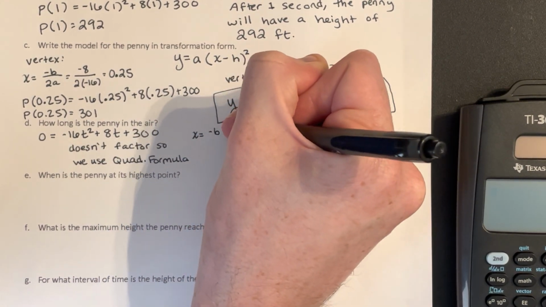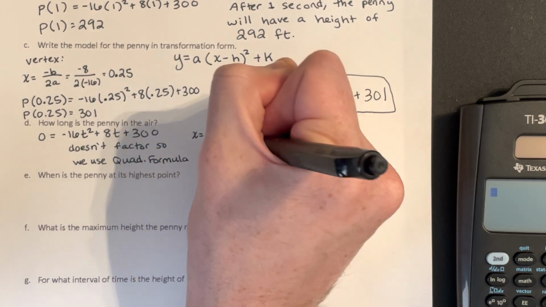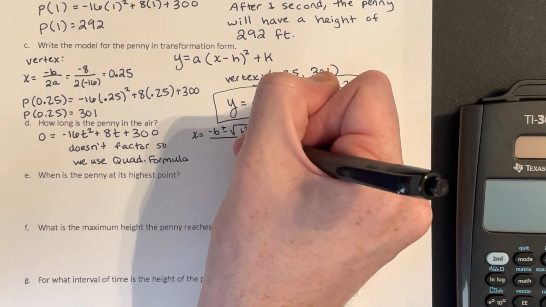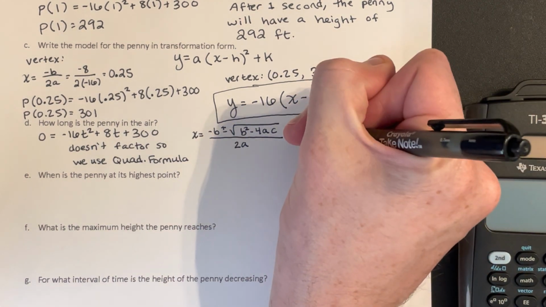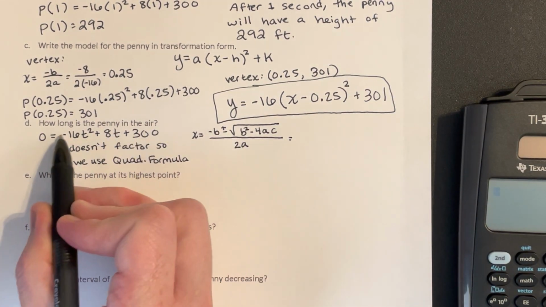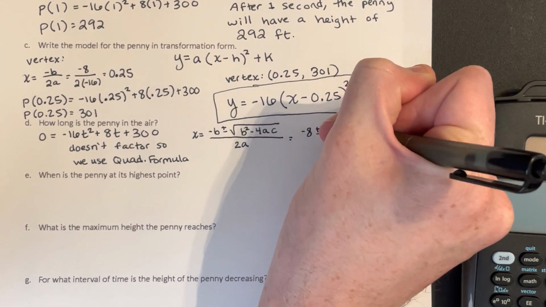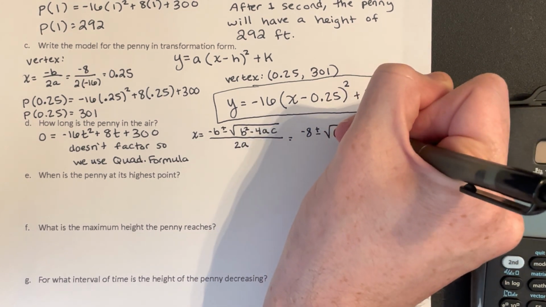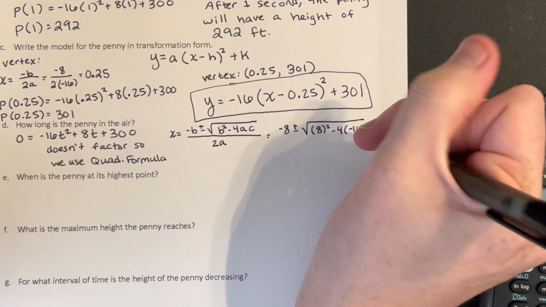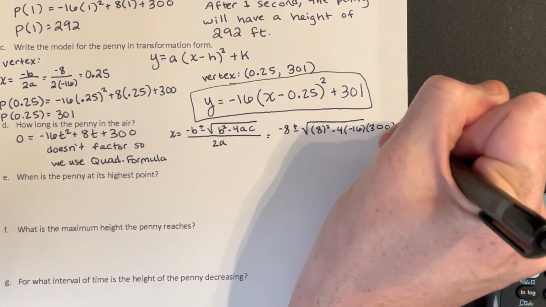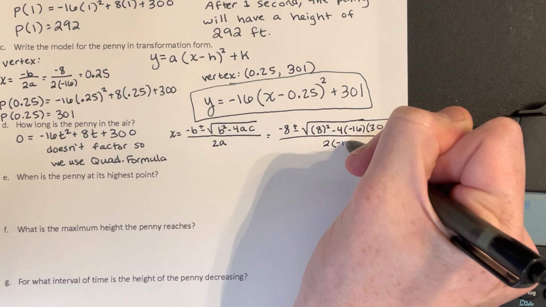So negative b plus or minus the square root b squared minus 4ac is underneath the radical. And the whole fraction is over 2a. So that's our equation. We just want to plug in our values, and we're going to use our standard form. So negative b is going to be negative 8 plus or minus the square root of b squared. So 8 squared minus 4a is negative 16. C is 300. And then all over 2a, so 2 times negative 16.